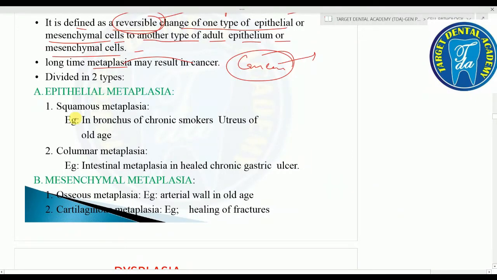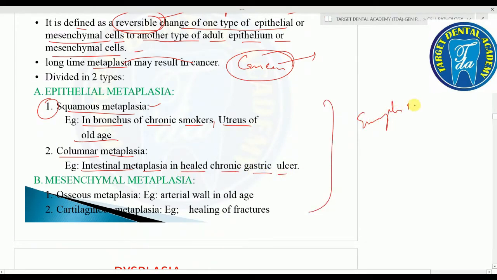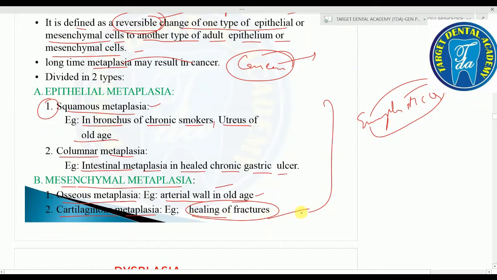So in epithelial metaplasia, number one is the squamous metaplasia. Example, in the bronchus of chronic smokers and the uterus in old age. While the columnar metaplasia, example, is the intestinal metaplasia in a healed chronic gastric ulcer. Guys, examples are very important from your MCQ point of view. Please remember the examples. While the mesenchymal metaplasia, the osseous metaplasia, example is the arterial wall in old age, and the cartilaginous metaplasia, example, the healing of fractures.